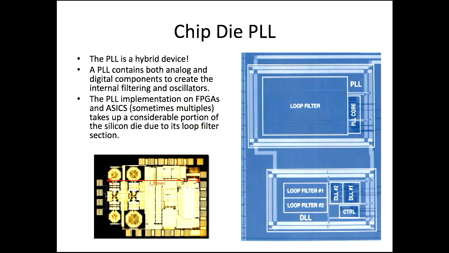Chip die PLL. PLL is a hybrid device. Why? Because PLL has both analog and digital components to create the internal filtering and oscillators. The PLL implementation on FPGAs and ASICs, sometimes multiples, takes up a considerable portion of the silicon die due to its loop filter section. Because it has a loop filter, and you can see the filter is big, it is 1.2 mm. So basically if you have 2-3 PLLs, your chip will be full, because you need a big space for implementing a good PLL. So that means you can get a PLL in the chip.